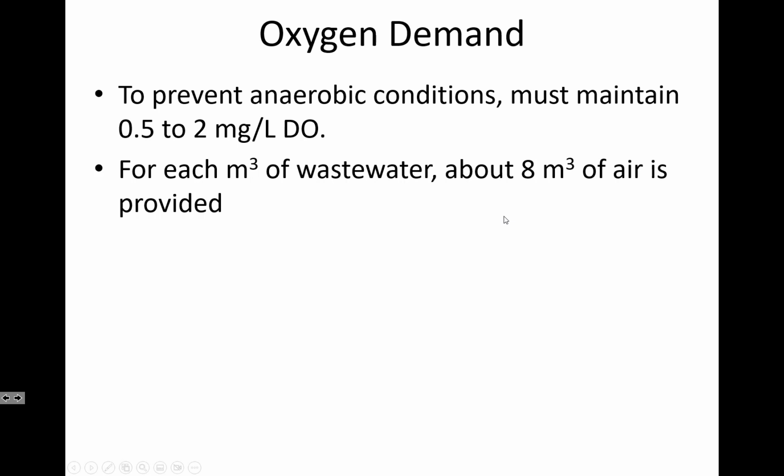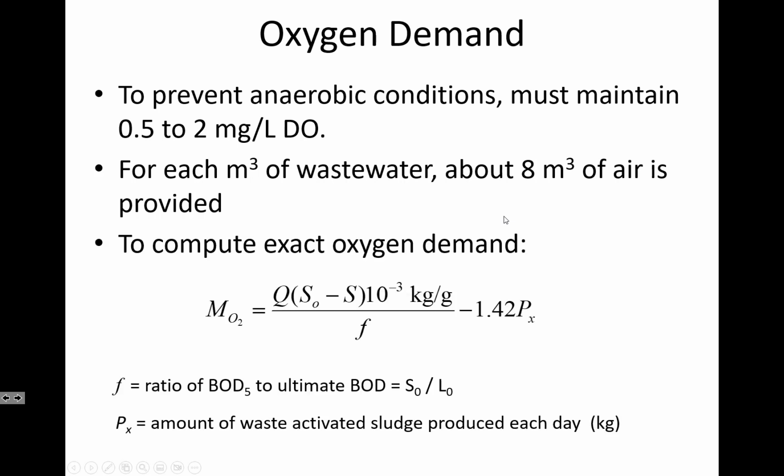So it's not all at once that you have to supply that 8 cubic meters of air, but you have to provide an excess of air compared to the mass calculations that we'll look at in just a bit. The exact demand can be calculated with this formula. This formula says how many kilograms of oxygen is required, and you can see that just like the sludge production, the kilograms of oxygen required depends on the flow rate that's being treated. It depends on the difference between the inflow and the outflow BOD concentration.